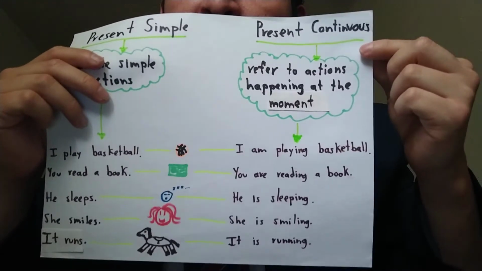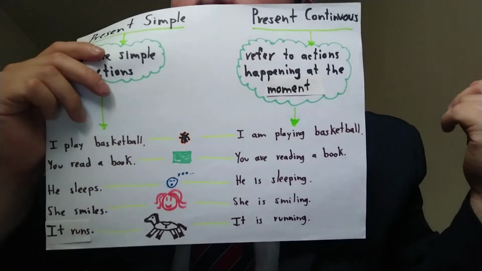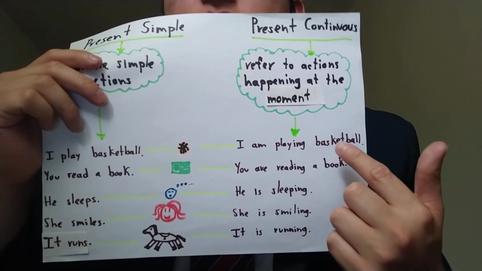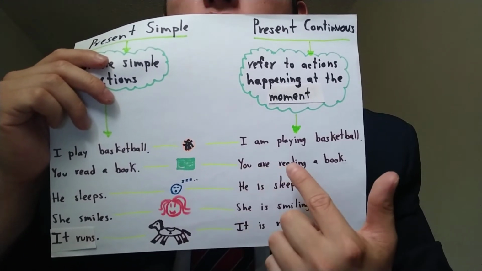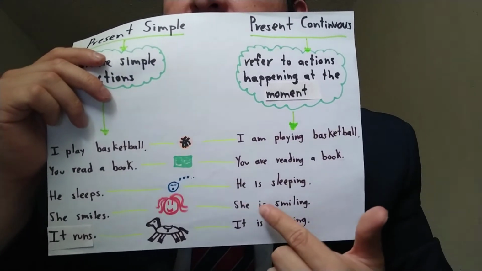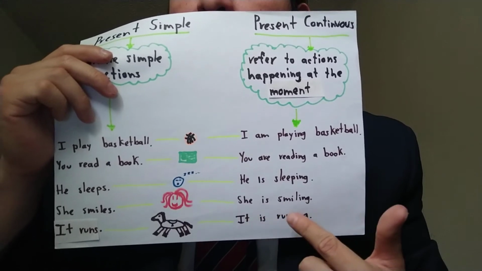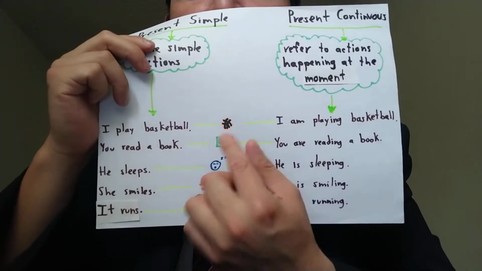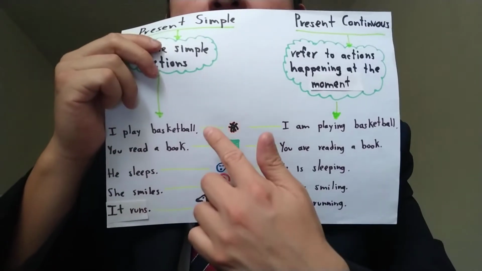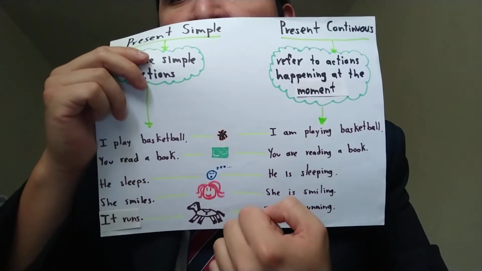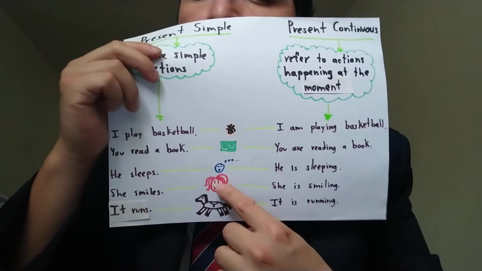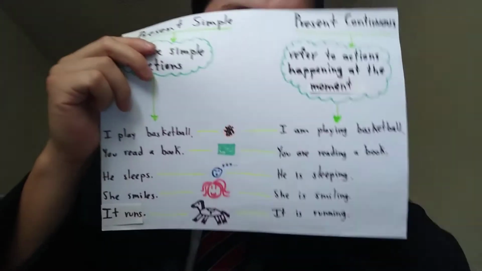But for present continuous sentences, they change a little bit. Check this out. I am playing basketball. You are reading a book. He is sleeping. She is smiling. It is running. They have the same meaning. In the first one, the action is play basketball. In the second one, the action is read a book. In the third one is sleep. In the fourth one is smile. And in the fifth one is run.